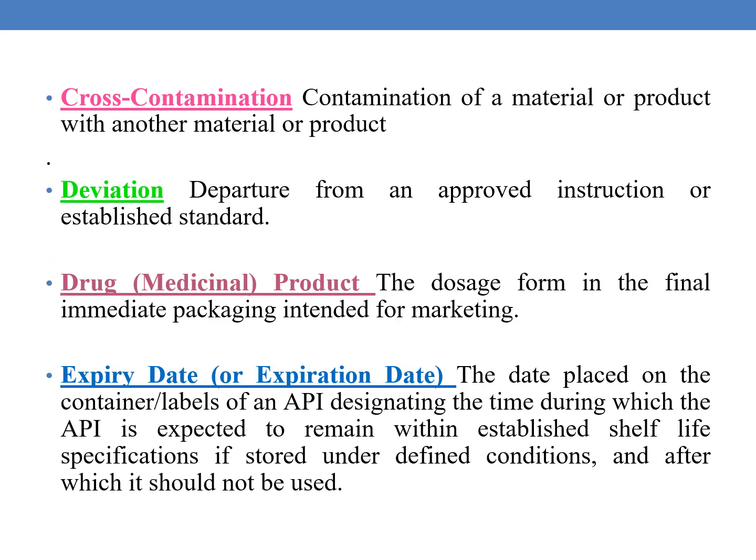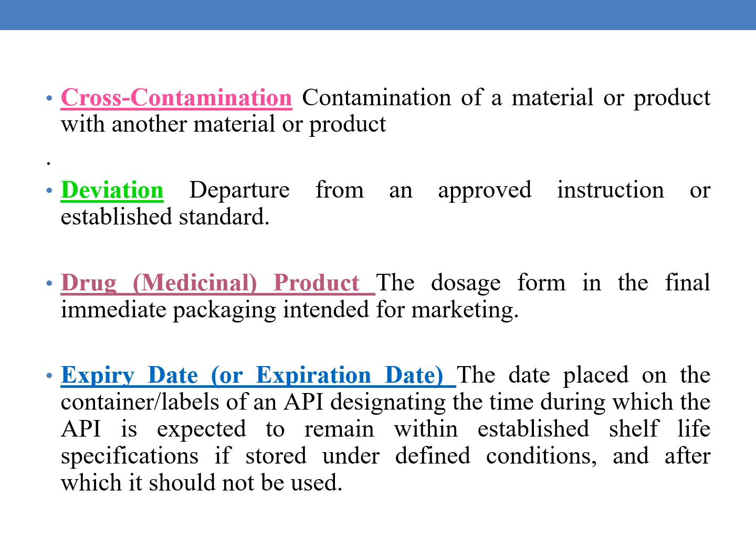What is cross-contamination? The contamination of a material or product with another material or product is considered as cross-contamination. Coming to deviation: departure from an approved instruction or established standard is considered as deviation.